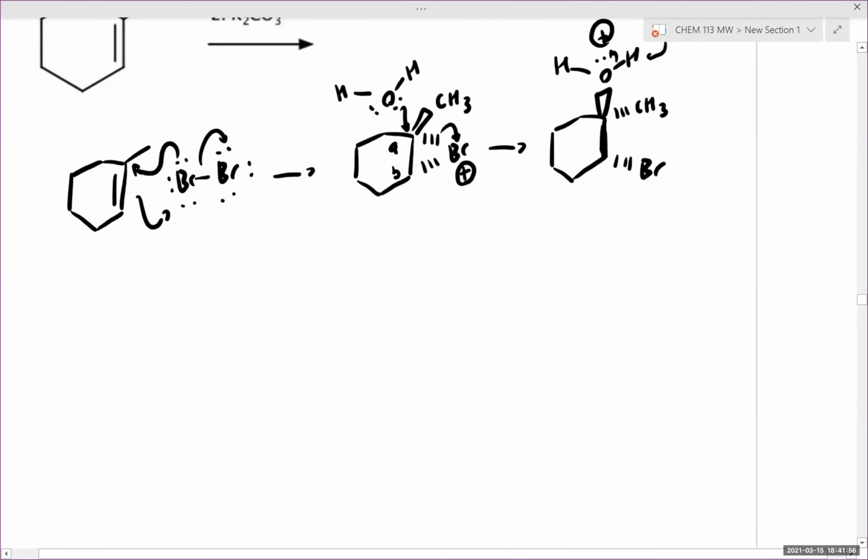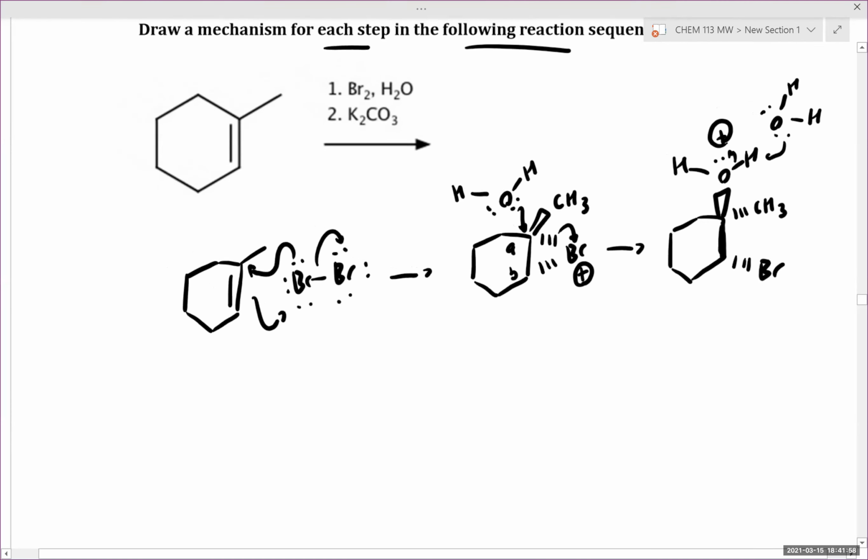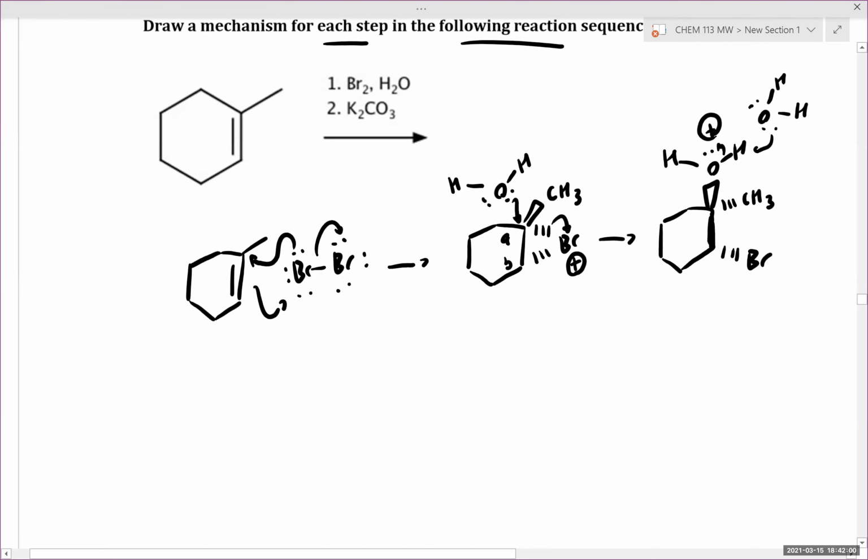Markovnikov selectivity means your nucleophile or group that is installed will be installed at the most substituted position that can most readily stabilize a positive charge. Does that answer your question? Yes, thank you. Okay, so now that we have the following intermediate, if we treat it with potassium carbonate, what's going to happen next?